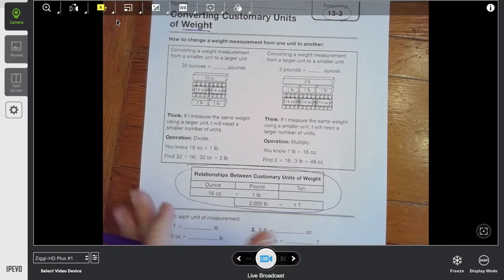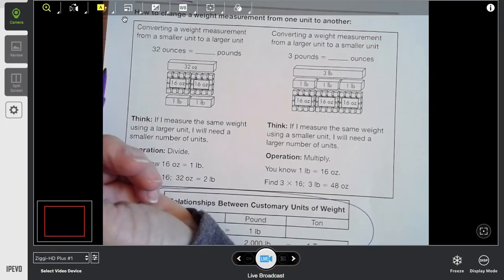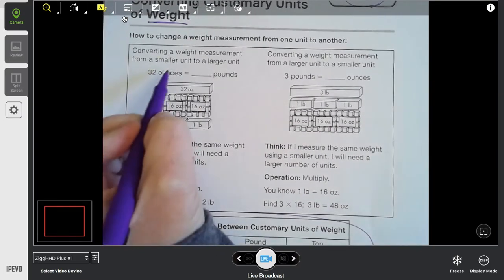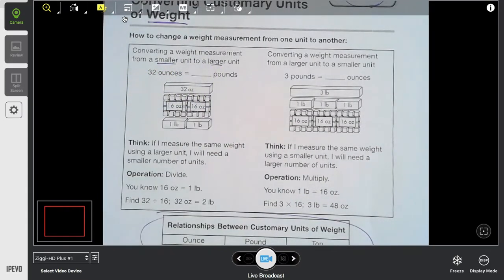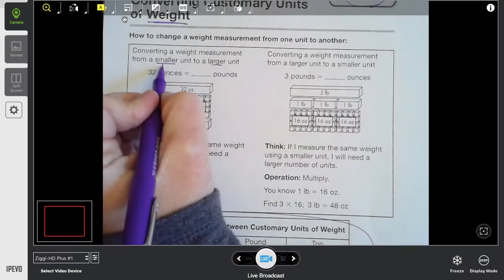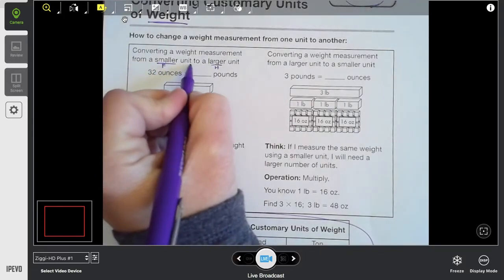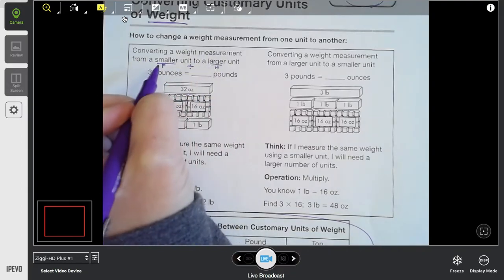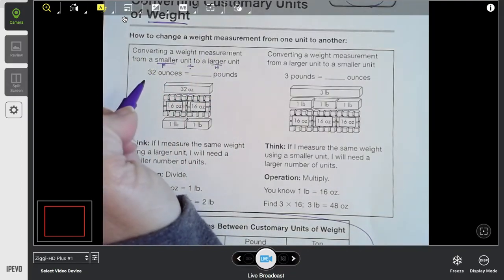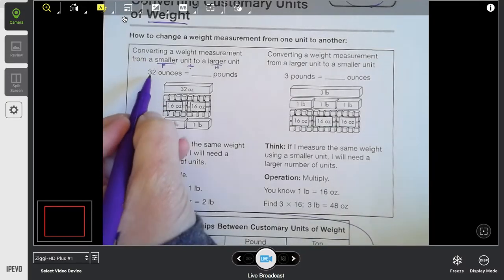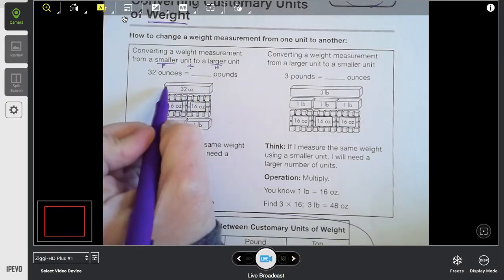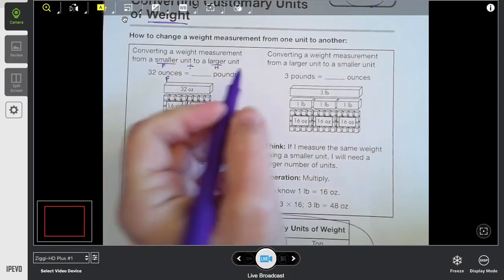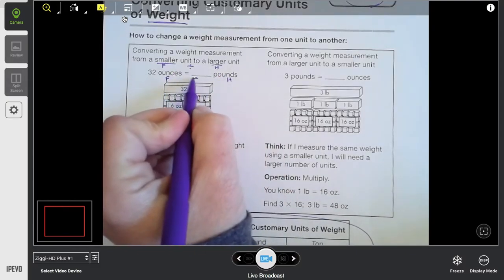All right, so let's go to this part up here. We're going from small unit to a large unit. Same thing no matter whether you're working with length, capacity, or weight. If you're going small to large, you're going to fly to horse, divide, of course, because it's going to take less of the larger unit than the smaller unit to fill up that same amount of weight. So if I have 32 ounces and I'm transferring them to pounds, an ounce is smaller, so that's your fly. Pounds are your horse. We're going to divide, of course.